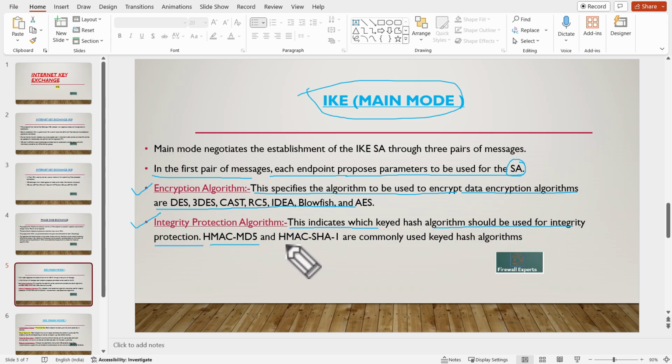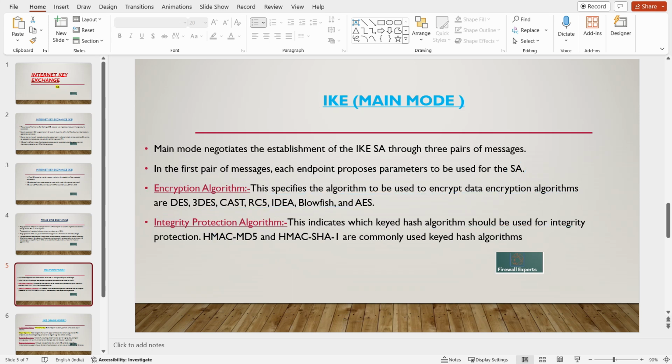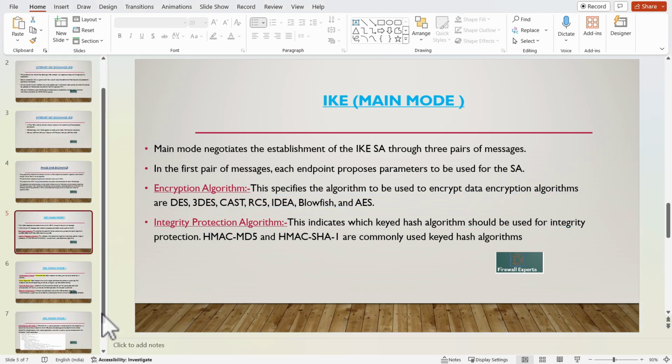These are HMAC SHA-1, so these are the message authentication codes. This is used to generate a hash value of the data. I have already covered these HMAC and other things in detail in the previous videos. So let's move on.